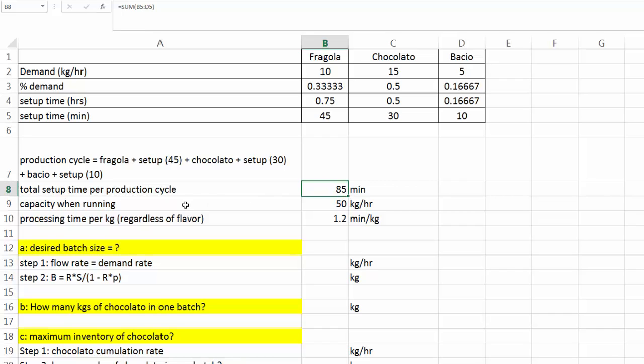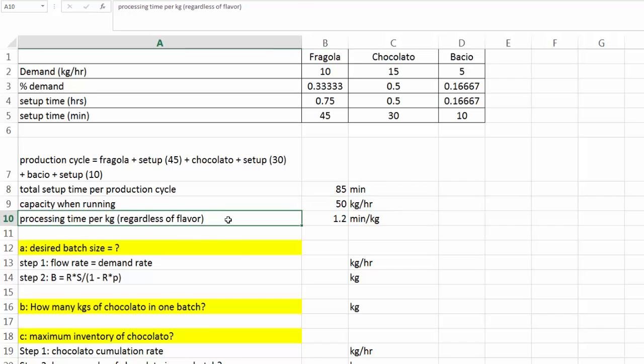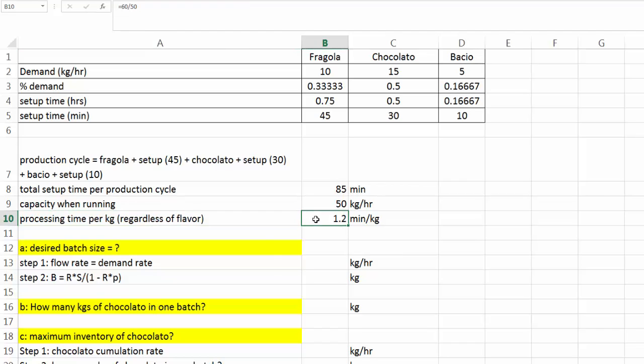Capacity when running is 50 kilograms per hour, and we can convert that into unit processing time. In this case, processing time per kilogram, regardless of the flavor, is equal to 60 divided by 50, or 1.2 minutes per kilogram. Now we're ready to answer each of those three questions.